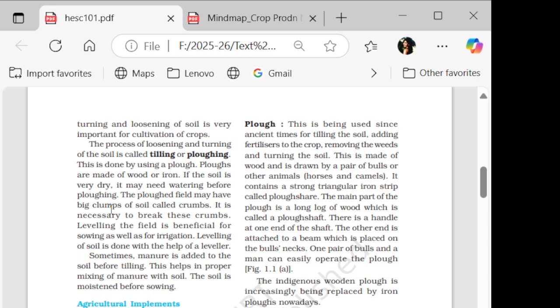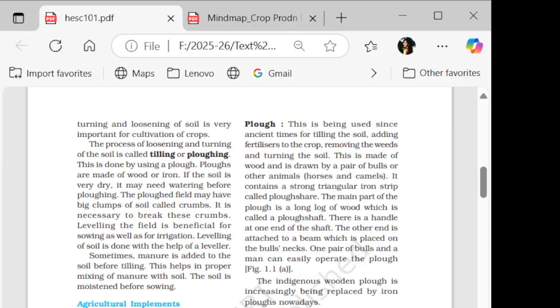The plowed field may have big clumps of soil called crumbs, and it is necessary to break these crumbs. Leveling of the field is beneficial for sowing as well as irrigation. So leveling was also done. There was one more instrument which is known as a hoe. This is a simple tool, and that is also used for loosening the soil and also for removing weeds.